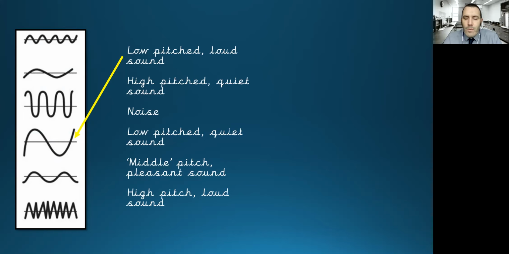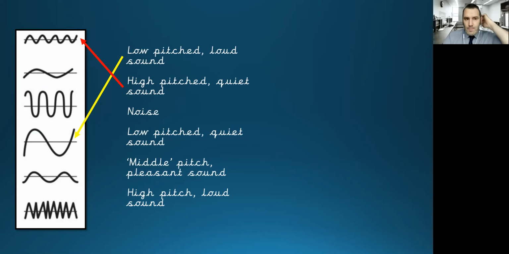Our next one, the high pitched quiet sound. So we know it's a quiet sound because the height or the amplitude of that wave is really small. It doesn't go a long way away from the middle line of silence. We know it's high pitched because those sound waves are bunched close together. The period between the waves is much, much shorter.